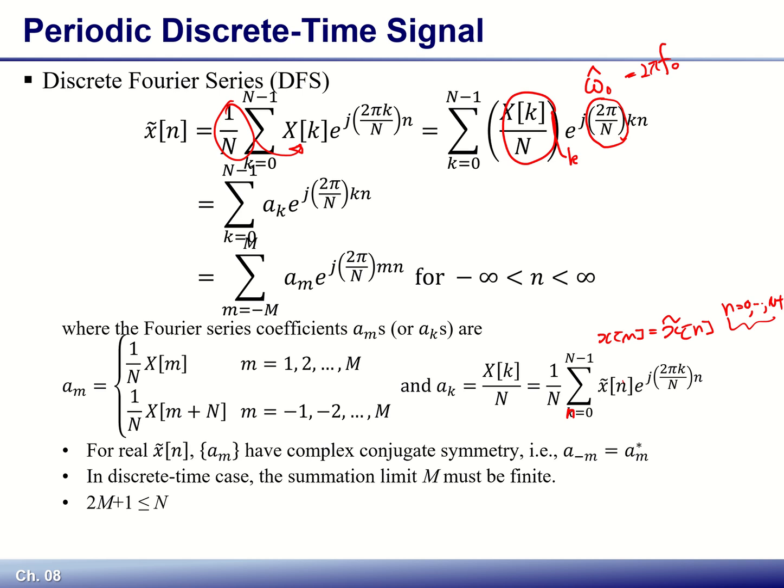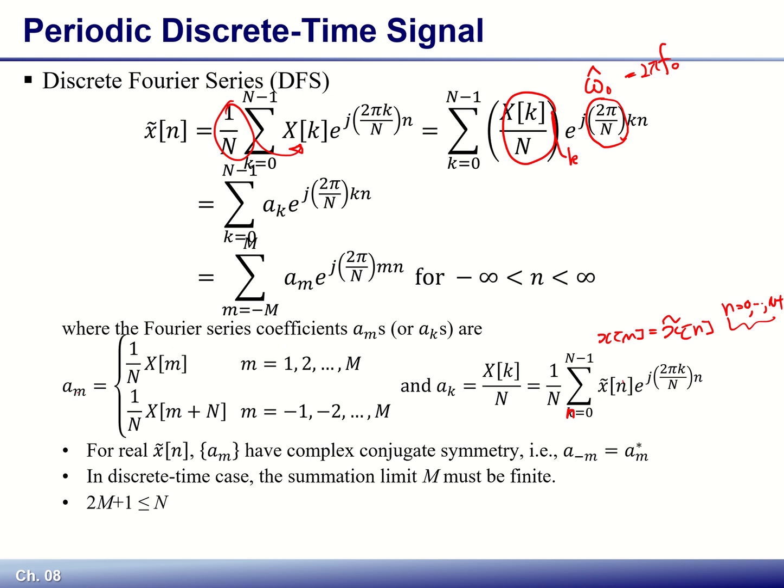But usually when you consider Fourier series, they consider negative frequency. That means they consider from minus pi to pi, or from minus M to M. So we can change the variable to that. We can change the variable from minus M to M instead of k.